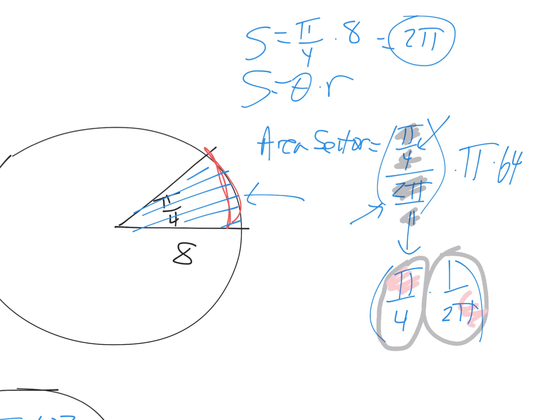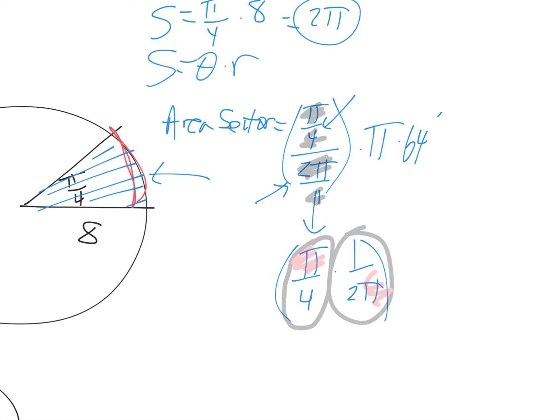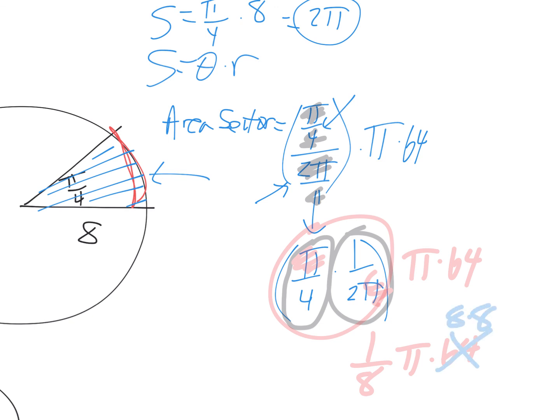And then that means 1/8 times pi times 64, because this is 1/8. So that's 1/8 times pi times 64. That's going to work out nice. The 64 is 8 times 8. 8 will cancel. 8 pi.